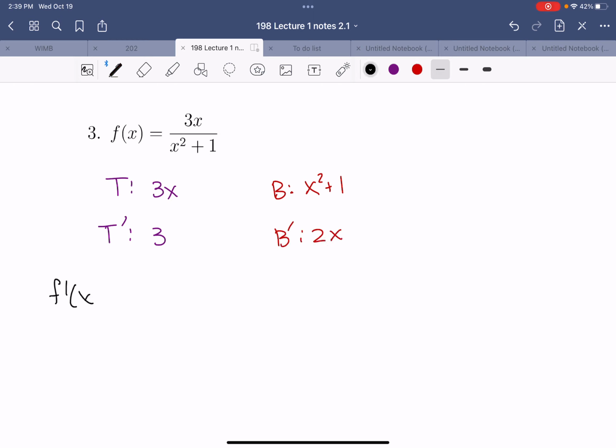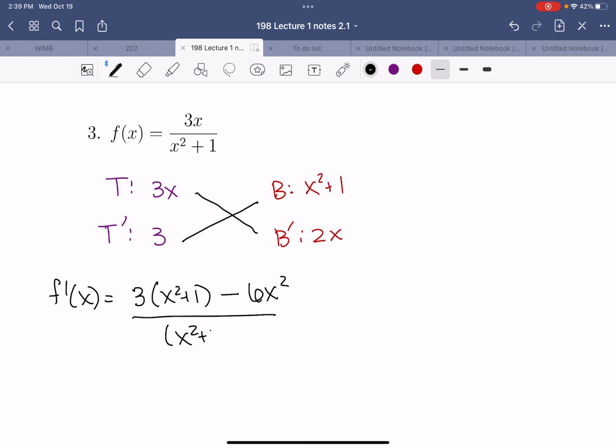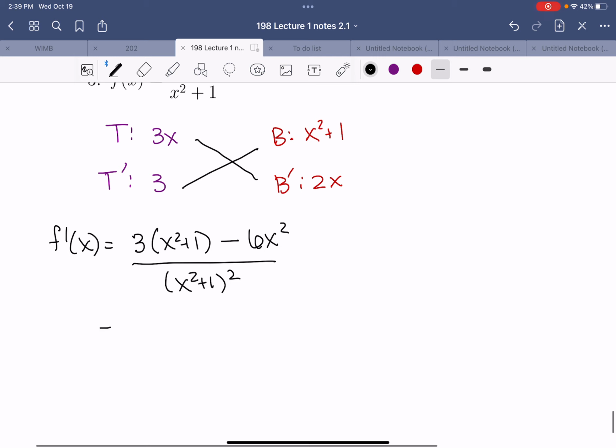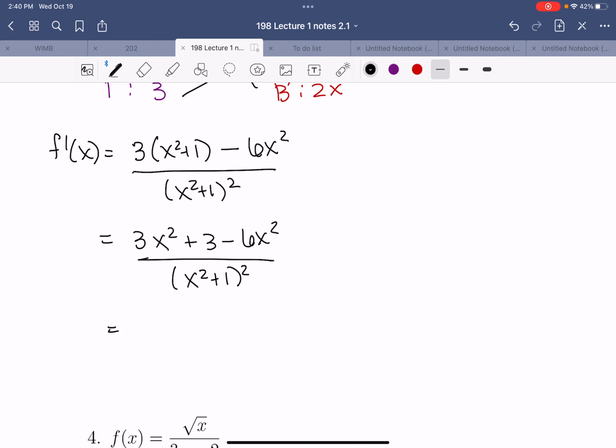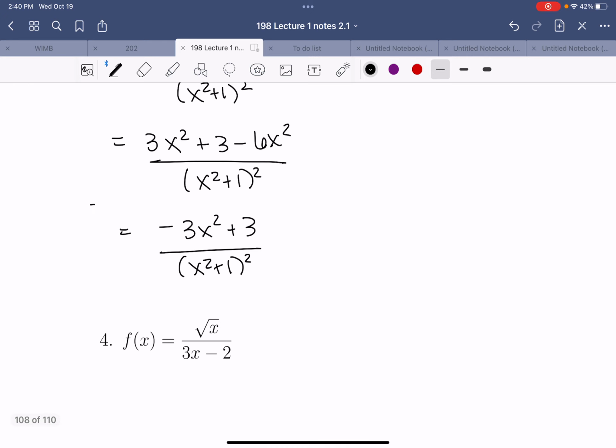That way, when I put this all together with my quotient rule, I want top prime bottom. So I want these two, 3 times x squared plus 1, minus these two, and that's 6x squared, all over the bottom squared, x squared plus 1 squared. If we simplify here, that's 3x squared plus 3 minus 6x squared, all over that same denominator, we don't have to multiply it out. And then combine your like terms, so that's negative 3x squared plus 3 all over x squared plus 1 squared. If you want to factor out a 3 or a negative 3, you can, but you don't have to. So there's my derivative.